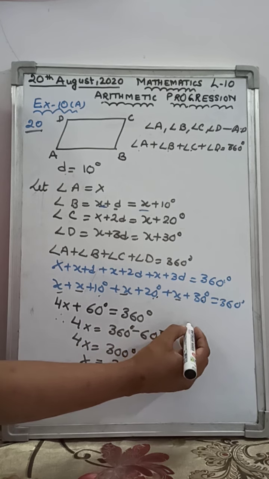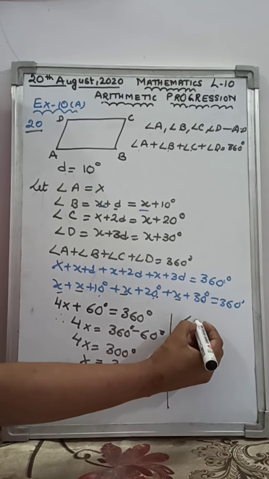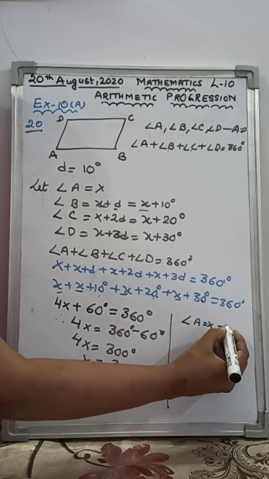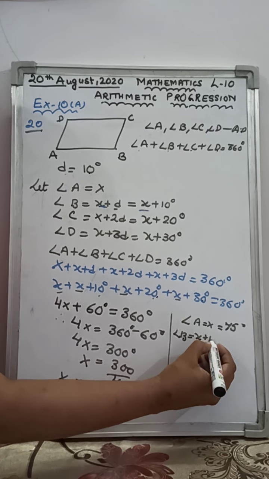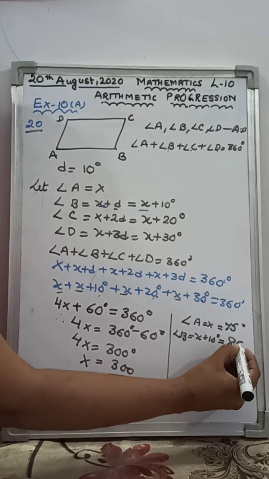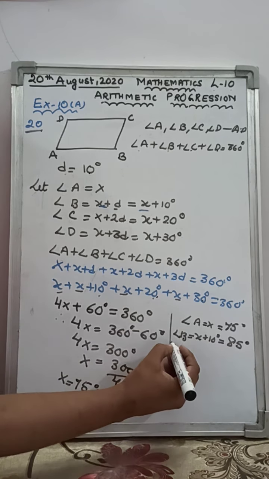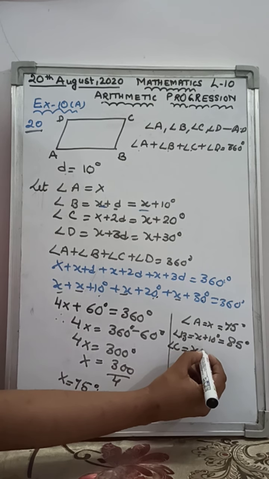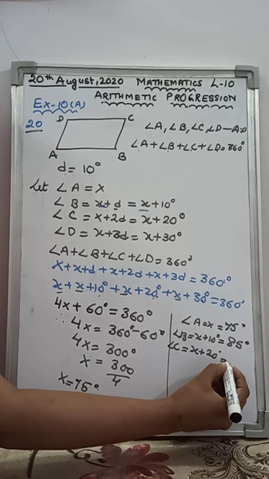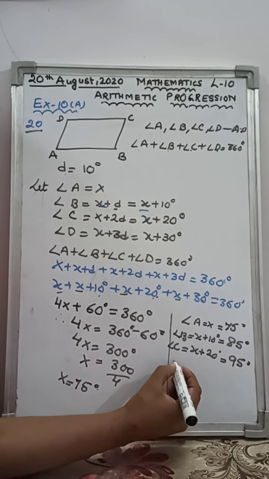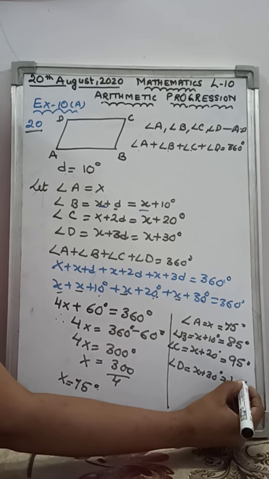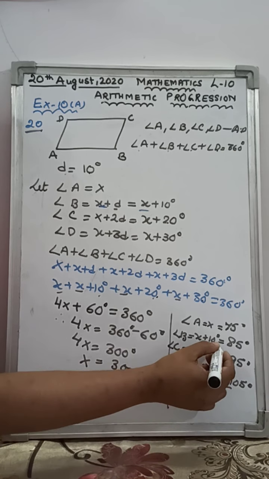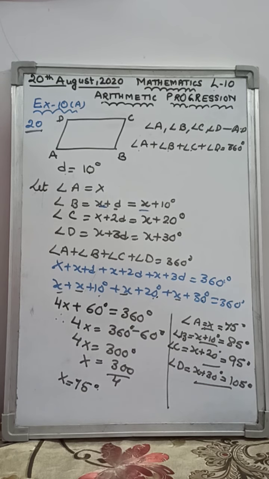So we will find out the value. Angle A is x. So it will be 75 degree. Angle B is x plus 10. So it will be 85. 75 plus 10 will be 85. Angle C will be x plus 20. So it will be 95. Angle D will be x plus 30. So it will be 105. So these are the values of the angles. Answer of question number 20.